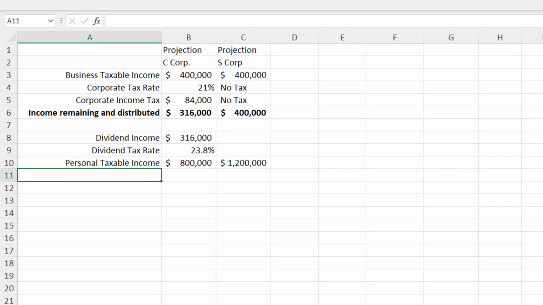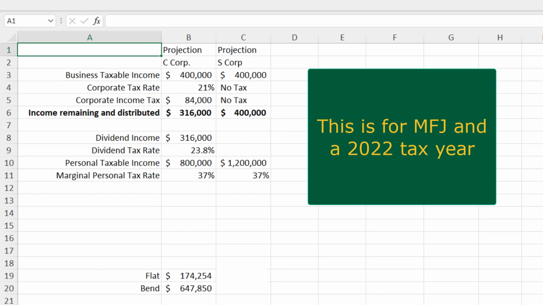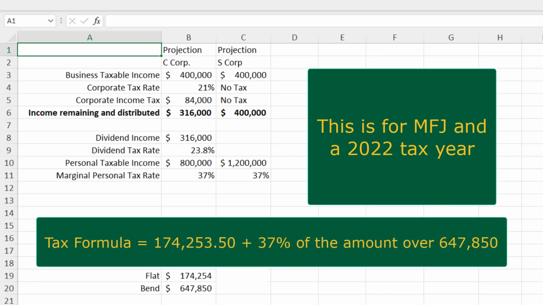Although the problem says that their marginal tax rate is 37%, and that's true, I don't want to just use a flat tax. Let's actually figure out what the tax is. So there are two pieces to calculating a tax. The first piece is going to be, what is the flat amount? If you look at how this is written in a tax table, it's going to say that if you are married filing jointly in 2022 and you have over $647,850 of income, then the tax is $174,253.50 plus 37% of the amount over $647,850.